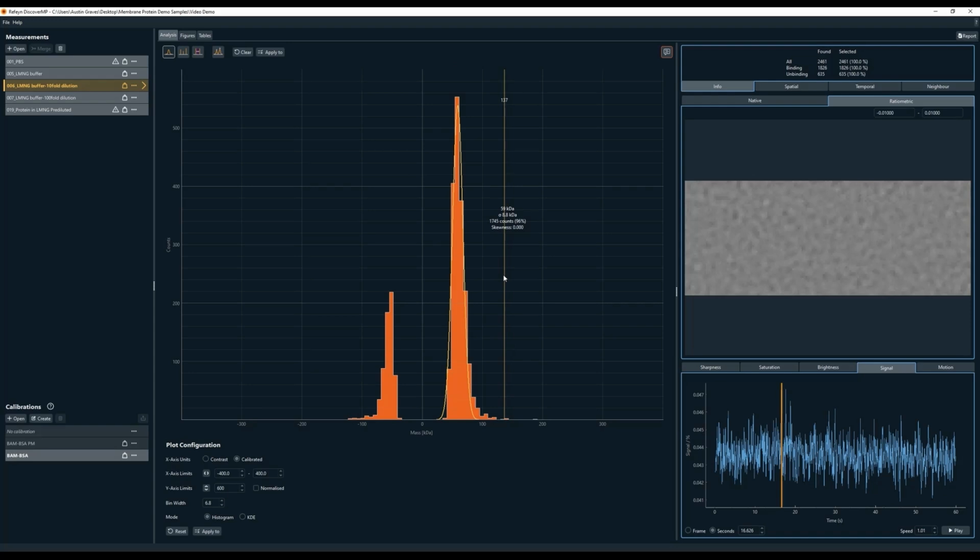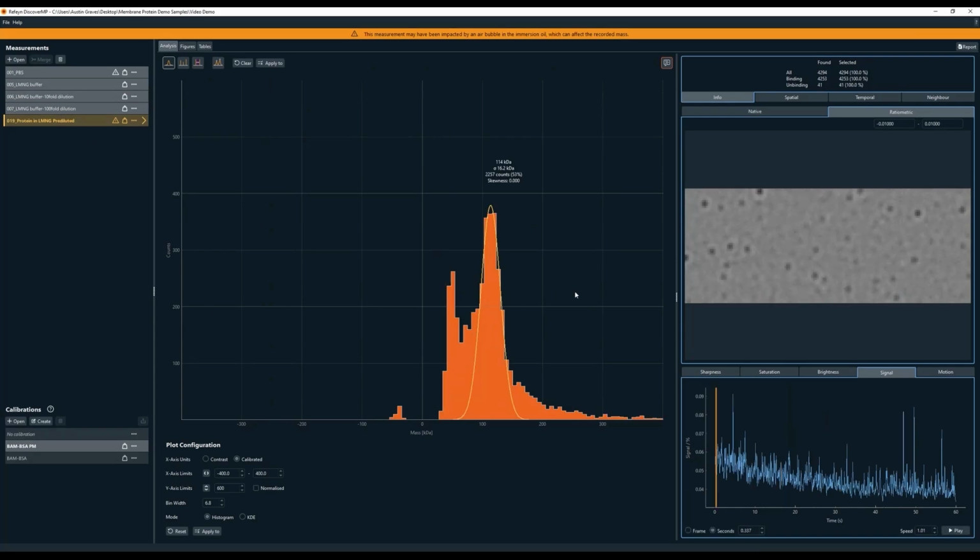Now, the way that you're going to want to go about diluting these samples before running them is to have your protein at high concentration in its native buffer. Work quickly to make appropriate dilutions and then measure it. That way you're able to get representative data before your sample deteriorates. So that's what we've done here.